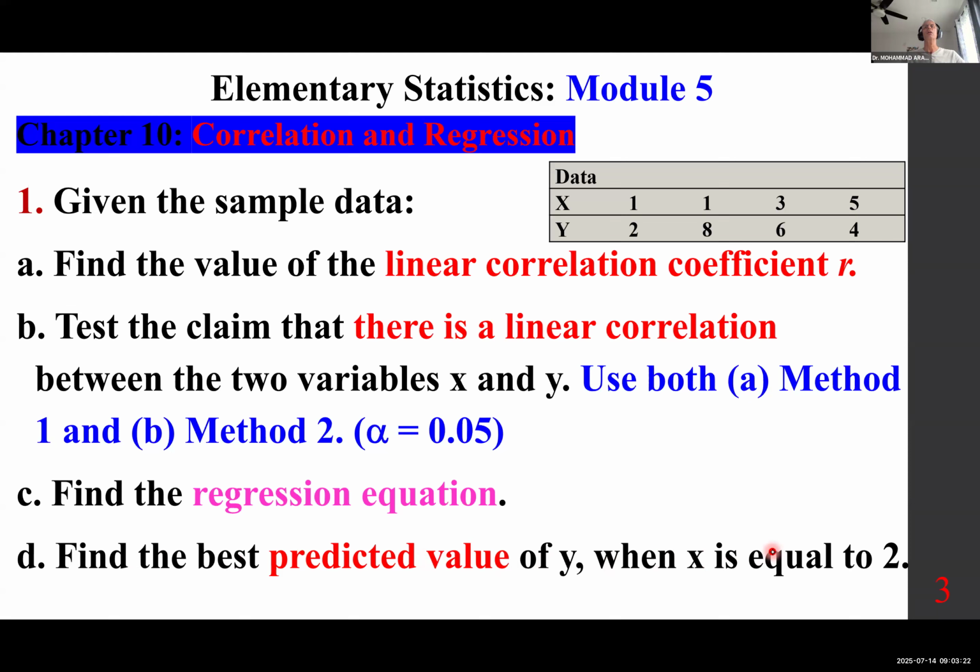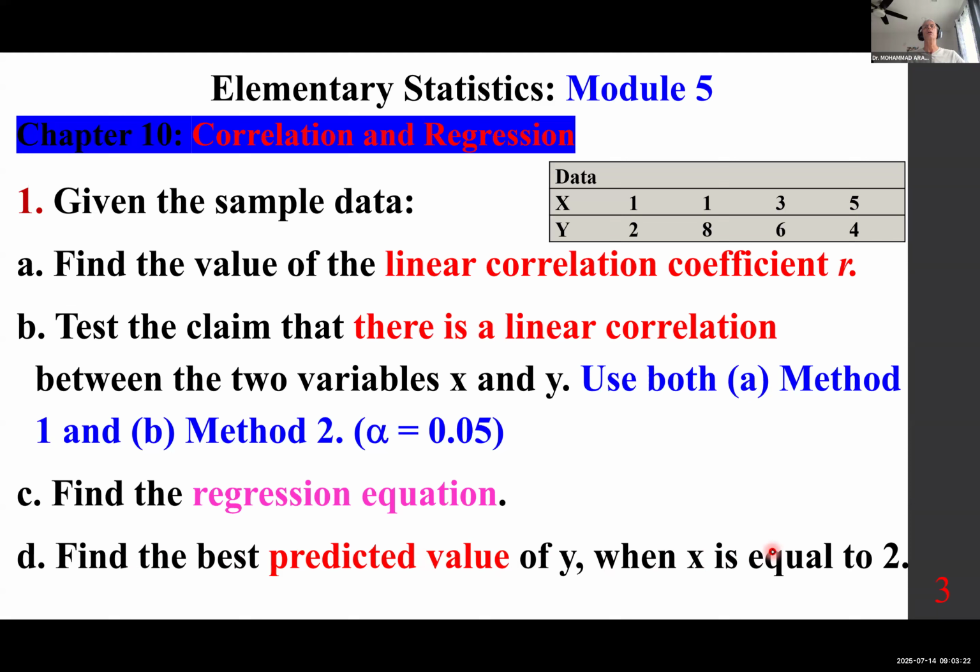Good morning, class. We are looking at statistics practice test number 5, module 5, covering chapters 10, 11, 12. Chapter 10, correlation and regression. Chapter 11, goodness of fit and contingency tables. Chapter 12, analysis of variance.